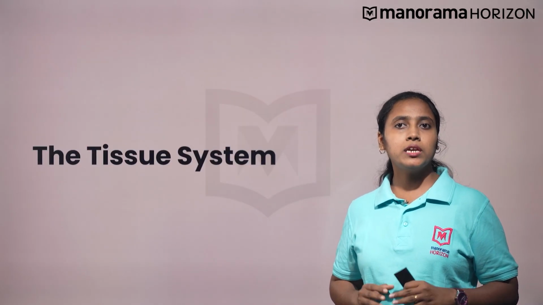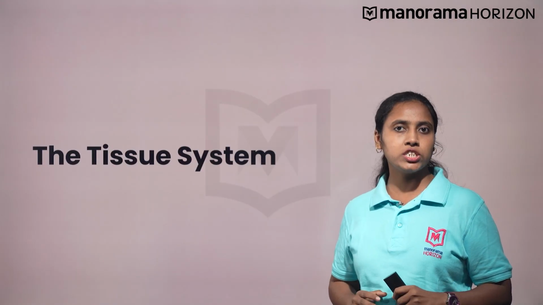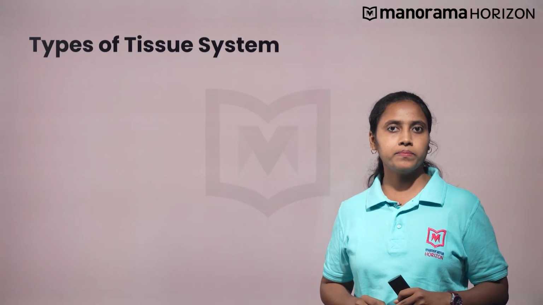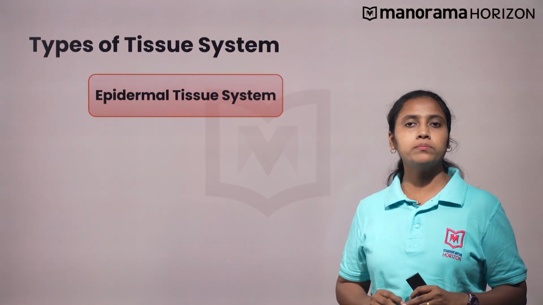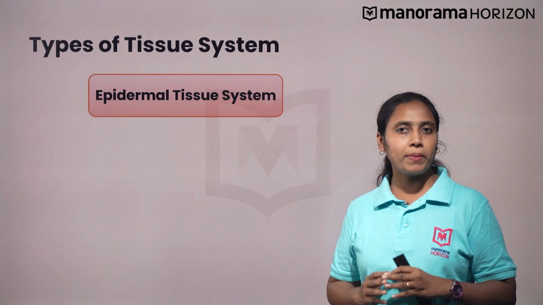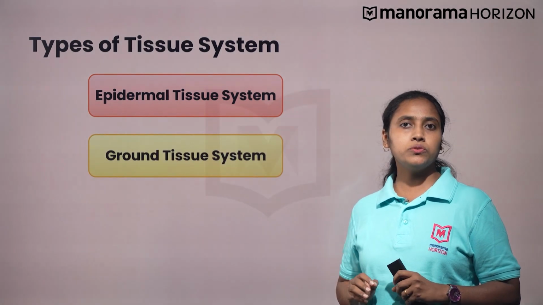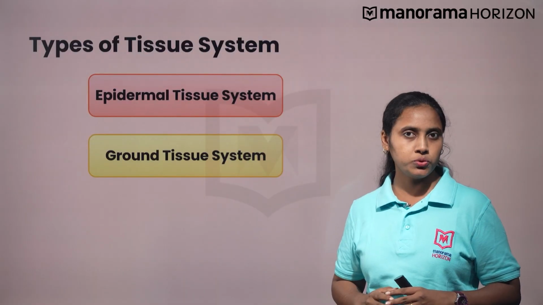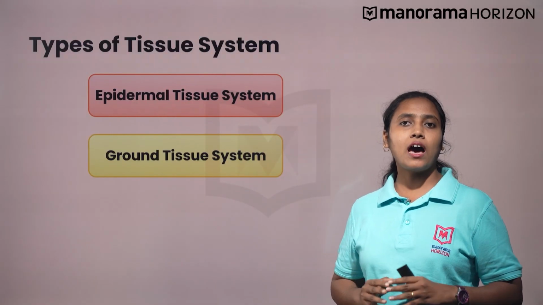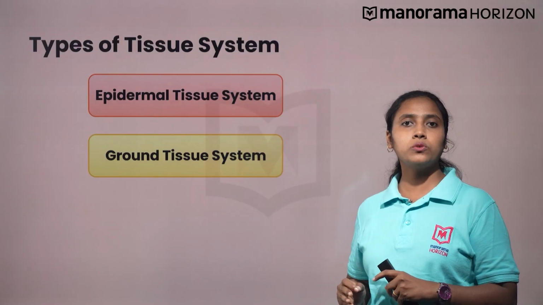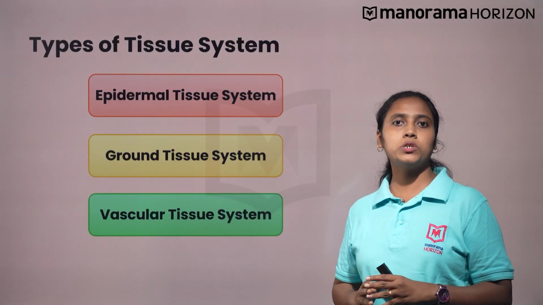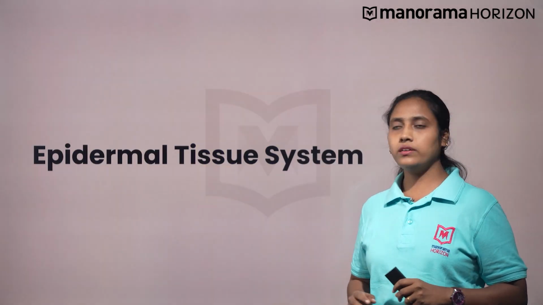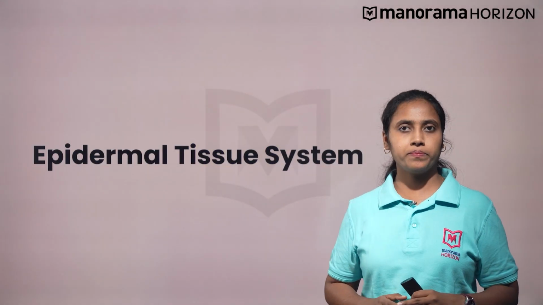In plants, based on the structure and location, basically there are three tissue systems. The epidermal tissue system is towards the periphery of the plant body. Ground tissue system is between the epidermal and the vascular tissue systems, and the last tissue system is the vascular tissue system, which is towards the center of the plant body. Let's start with the epidermal tissue system.